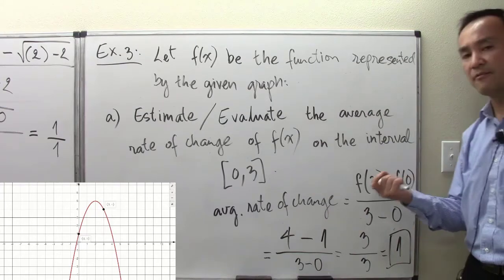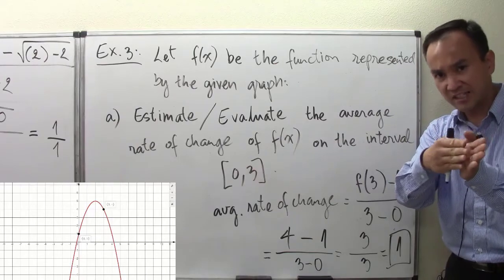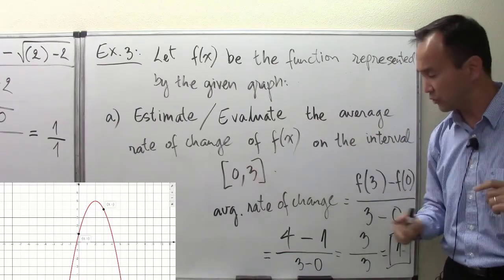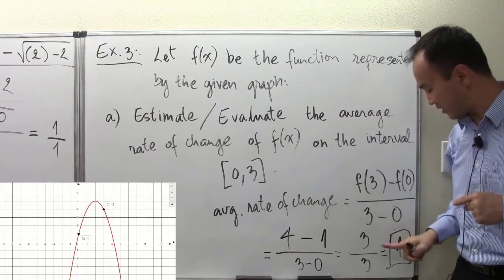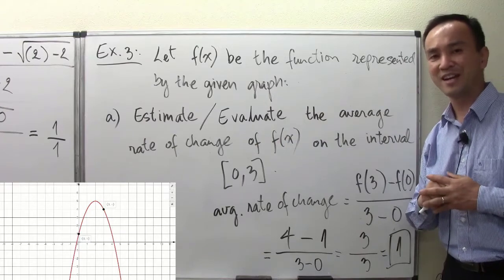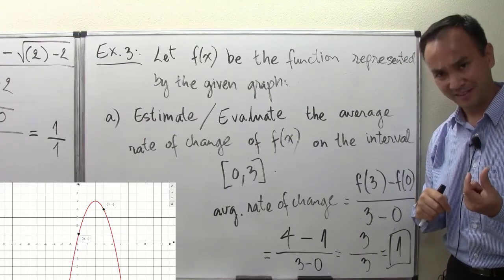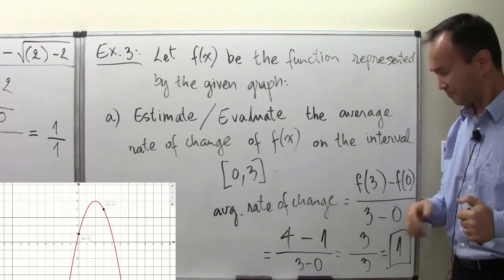So the average rate of change on this interval, where x changes from 0 to 3, the function was rising 3 units over 3 units run. That's an interpretation of that. All right, and so let's give it another try, shall we?